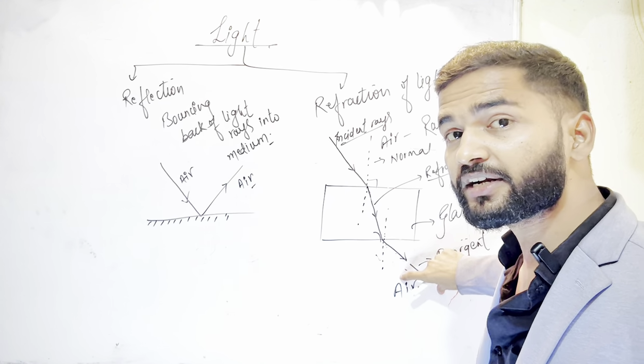The angle which is formed between the emergent ray and the normal. And what is the angle of incidence? The angle which is formed between the incident ray and the normal. What is the angle of refraction? The angle which is formed between the refracted ray and the normal. So I think that you are very clear up to that topic. And what is this one? This is called the point of incidence.